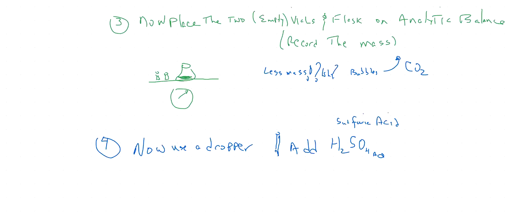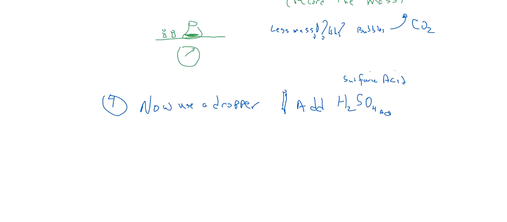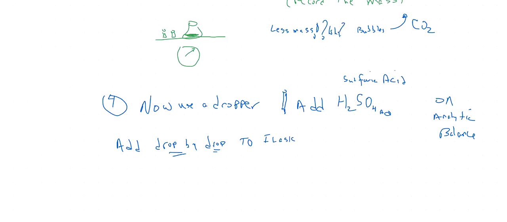Okay, and the procedure says add it drop by drop. Okay, remember, it's on the balance. All this is still on the balance, on the analytic balance. So we're going to add it drop by drop to the flask and swirl it. Gently swirl it so it mixes well.